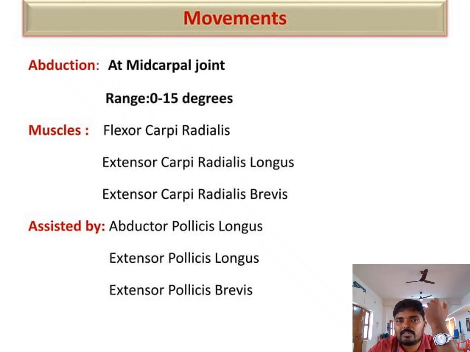Then the movement of abduction, mainly at the midcarpal joint, with a range of 15 degrees. It is helped by flexor carpi radialis, flexor carpi ulnaris, extensor carpi radialis longus, and extensor carpi radialis brevis. Assisting muscles are abductor pollicis longus, extensor pollicis longus, and extensor pollicis brevis.